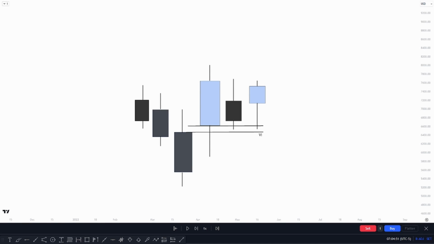So in today's video, we're going to be talking about volume imbalances. What are they and how to trade them? So what is a volume imbalance? A volume imbalance is where price is inefficiently traded. And what I mean by price is the bodies. The bodies of the candle is what I mean by price. Everything else, the wicks for an example, this is just noise. Wicks are noise. Bodies are price.